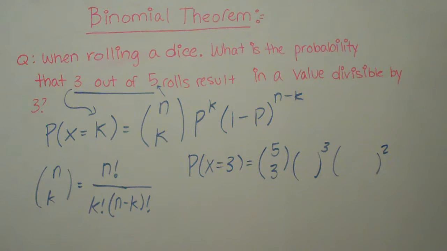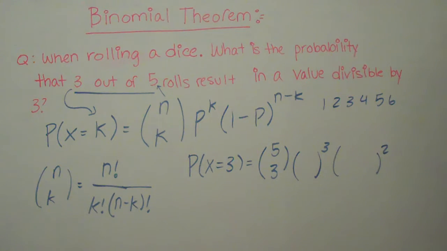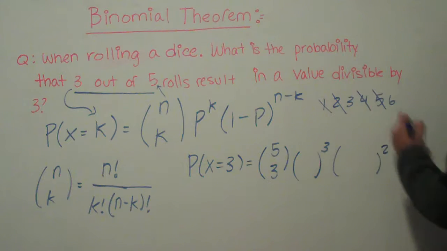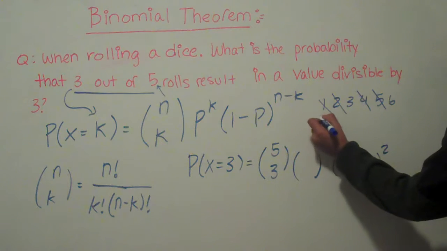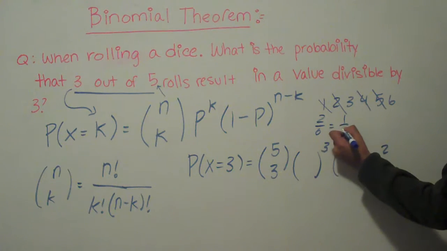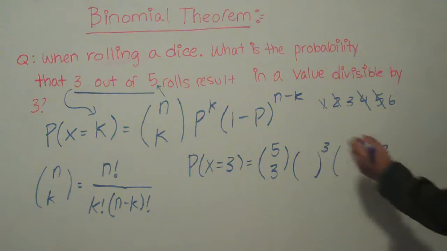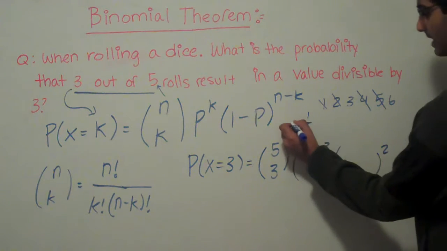So what is the probability of a success? Well, this is simple. We know when rolling a die we can get 1, 2, 3, 4, 5, and 6. And the success is when a value is divisible by 3. So let's cross out all the values that are not divisible by 3. This is not, this is not, this is not, and this is not. So the probability that the value is divisible by 3 is 2/6, or 1/3. Let me write that so you can see. So the probability is 1/3. Okay, so this is the probability of a success.